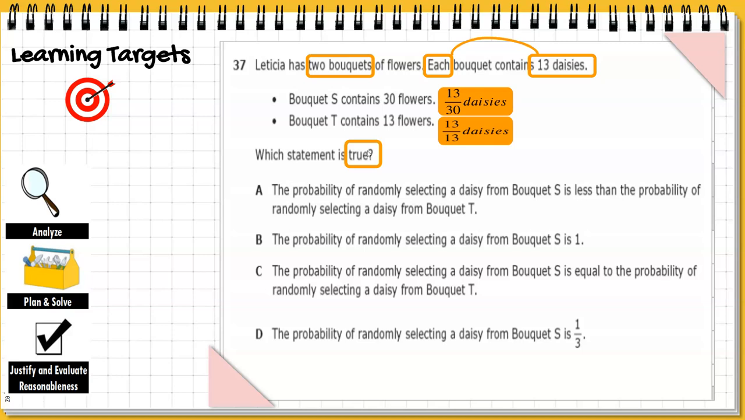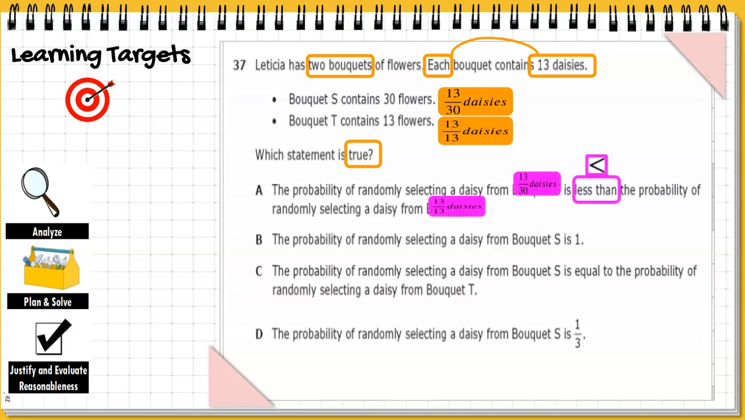So now that I've analyzed my problem, I'm actually going to analyze each answer choice as part of my plan to solve this. So I'm going to start with answer choice A. Now, you've already read this, hopefully, because you solved it. So the probability of randomly selecting a daisy from bouquet S is less than the probability of randomly selecting a daisy from bouquet T. So I need to annotate this.